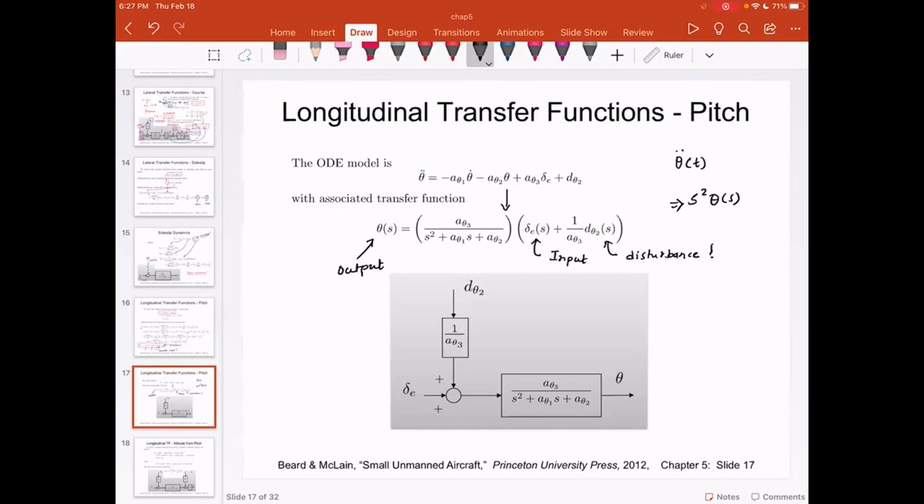So now I have this nice transfer function representation. What this tells me is I have an elevator input. This elevator input is added to the disturbance, and the whole thing gets fed to this transfer function, and the output of this transfer function is nothing but the pitch angle variation. So this is the pitch angle.